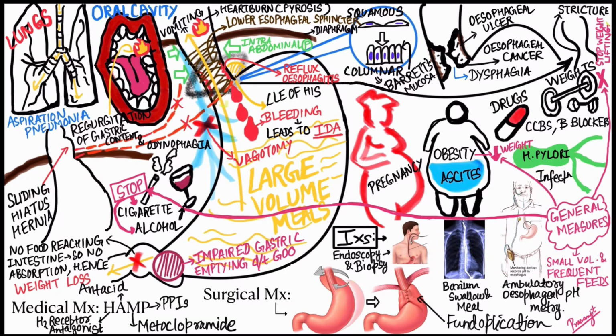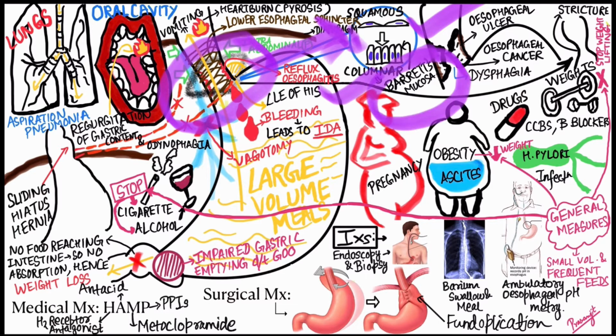Now, in case of persisting gastroesophageal reflux, what happens is the lower part of the esophagus, which is normally lined by the squamous epithelium, gets converted into the columnar epithelium. And this is what is called Barrett's mucosa, which later on is termed Barrett's esophagus, which is a complication of gastroesophageal reflux disease.